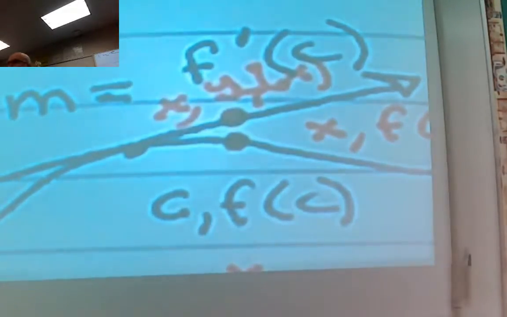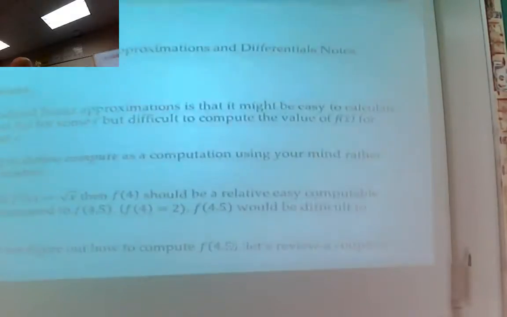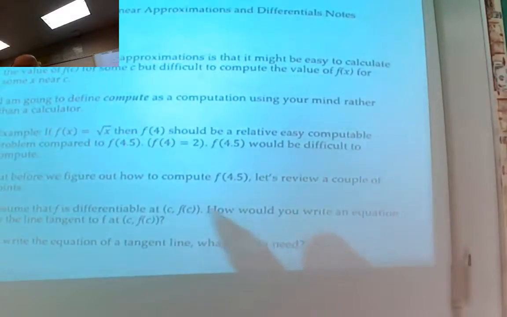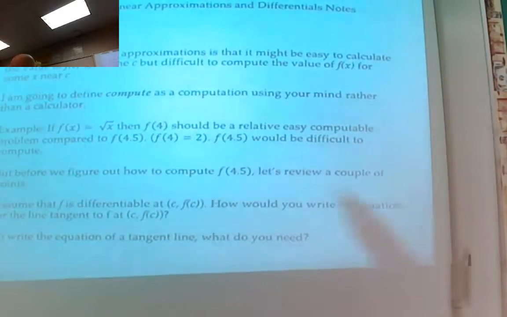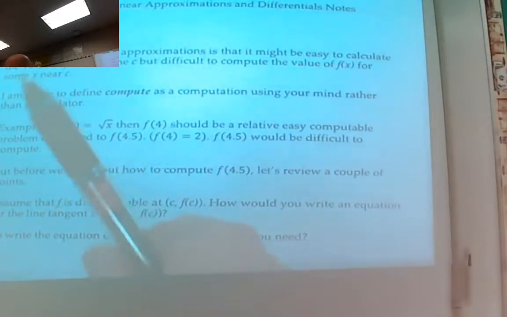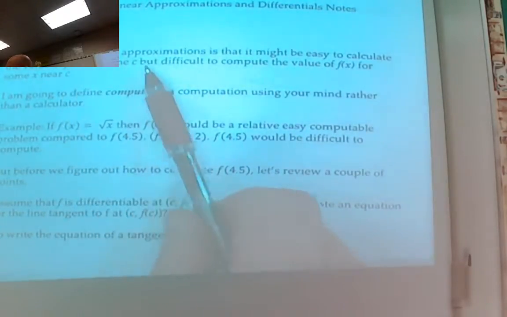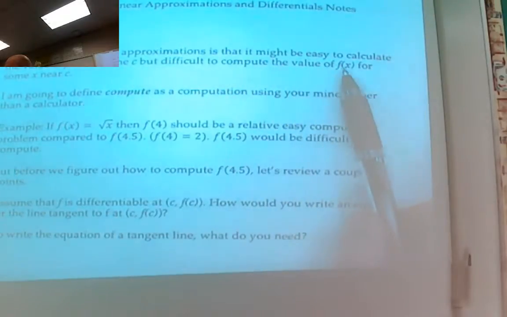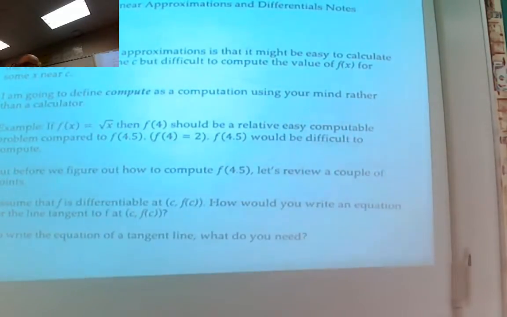All right, so let's take a look at the notes. So that's kind of what I'm saying right here when I talk about linearizations, where I say the idea behind linear approximations is that it might be easy to calculate the value of f of c for some c, but difficult to compute the value of f of x for some x near c. And I'm going to give you an example. Like, what's the square root of 16? 4. See how quickly you did that? What's the square root of 16.2? More difficult. 4 point something, right? It's a little bit tougher.